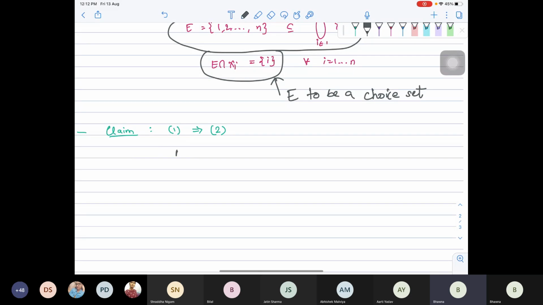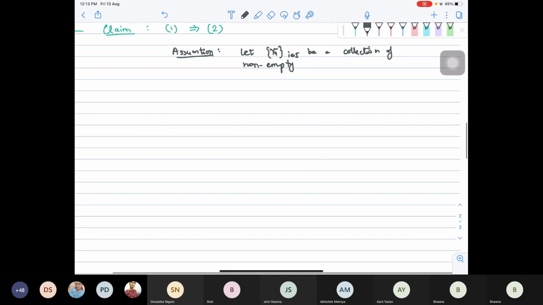So first of all, I will assume any choice function. Let the range of X be any choice function. Okay, so I'll just write. So I have an assumption. I assume let Xi, i in I, be a collection of non-empty pairwise disjoint sets.